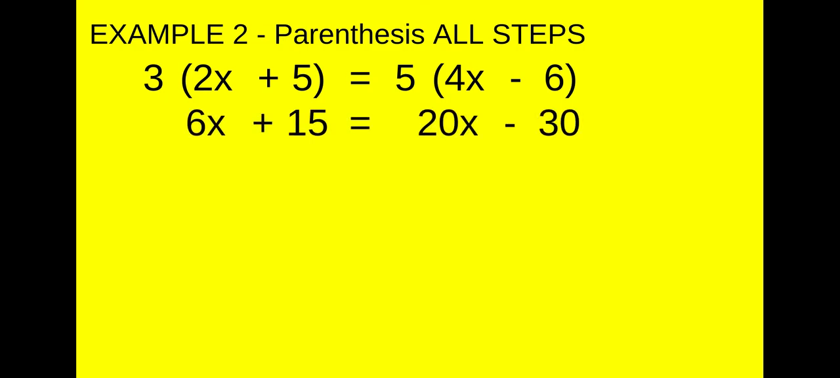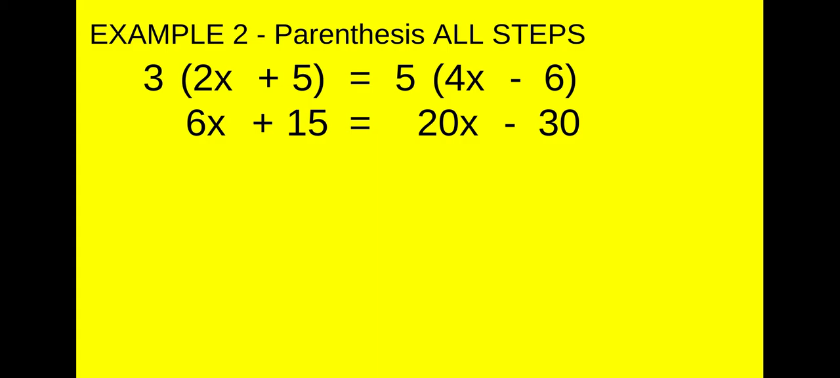3 times 2 is 6. 3 times 5 is 15. Other side, 5 times 4 is 20, and 5 times 6 is 30. So now I just have a two-step equation with 2 variables, and I want to get rid of one.